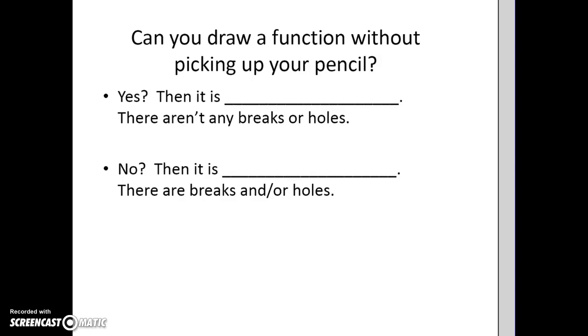Yes. If the answer is yes, then the function is continuous. A continuous function does not have any breaks or holes. If the answer is no, then it is discontinuous, because a discontinuous function does have breaks and holes.